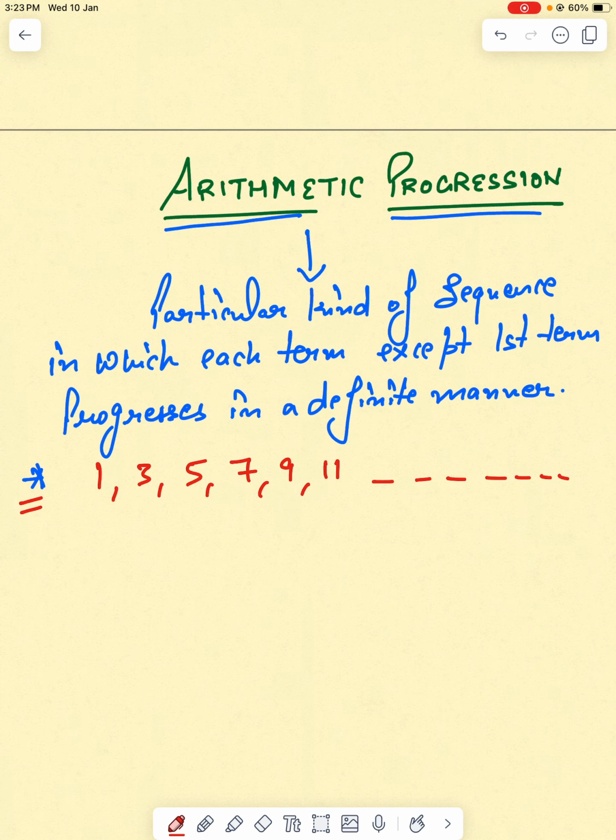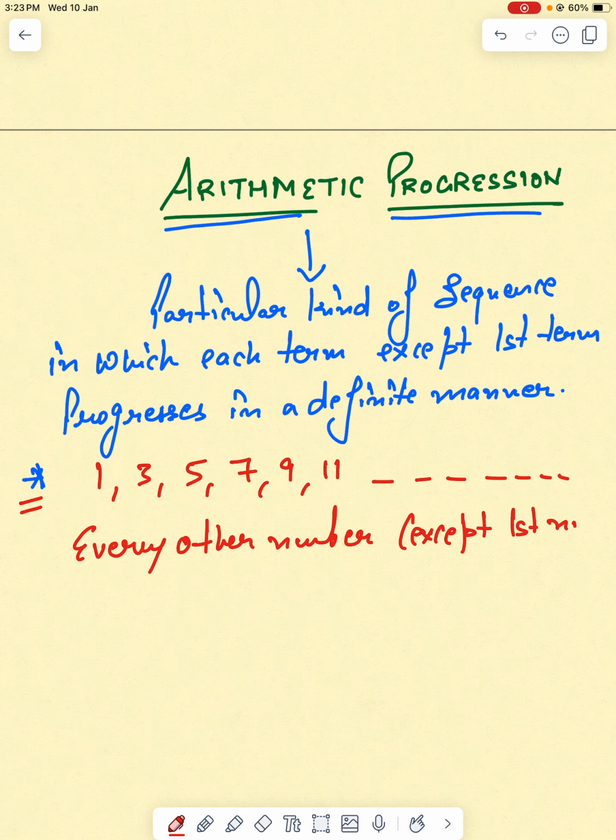See, except your first term, every other number, or you can say excepting your first number, is 2 more than the preceding term.